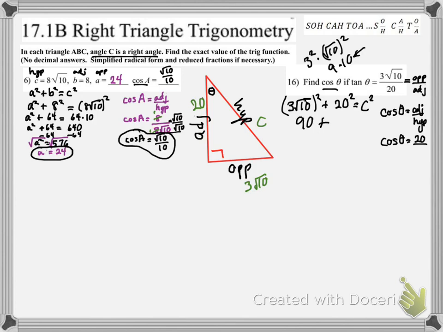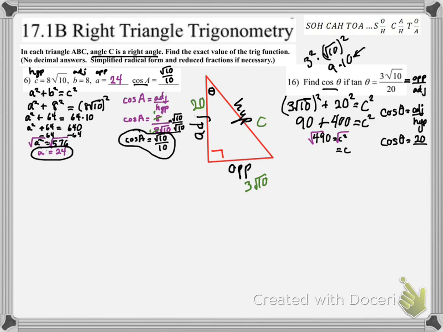Plus 20 squared. 2 times 2 is 4, so 20 squared should be 400, equals c squared. So now I have 490 equals c squared. Let's take the square root on both sides. Again, show me that square root step.